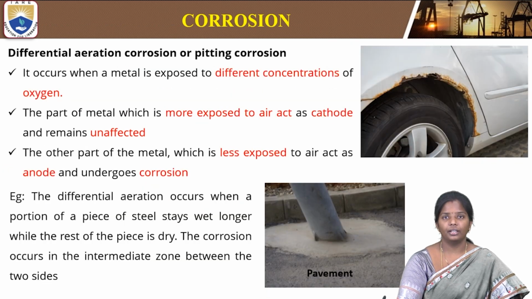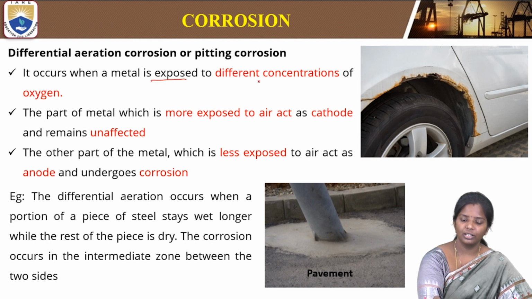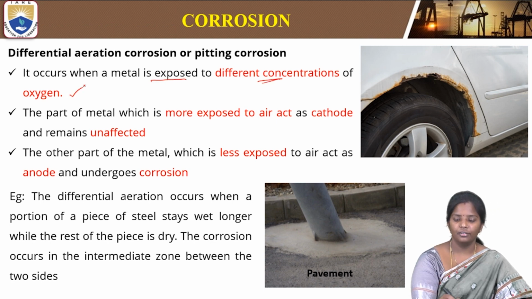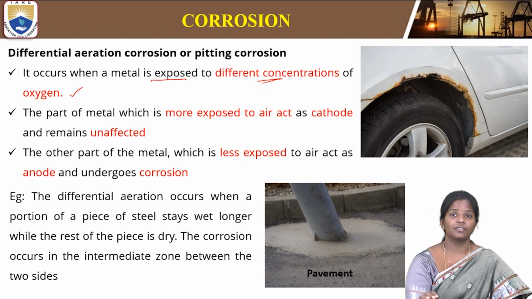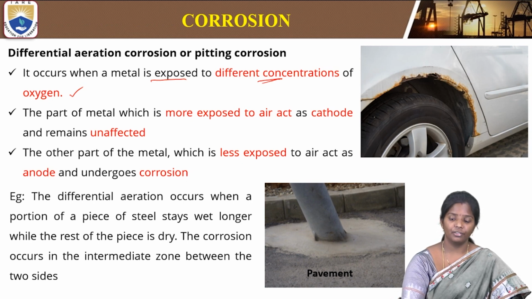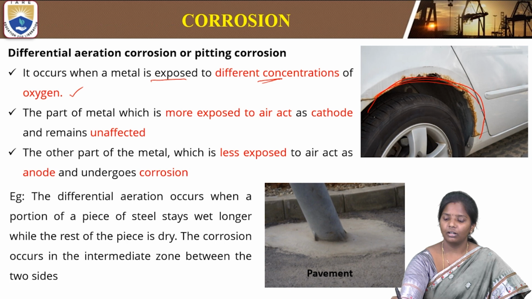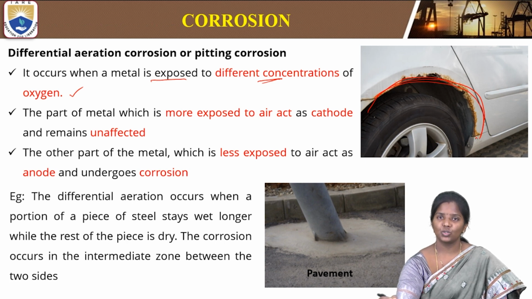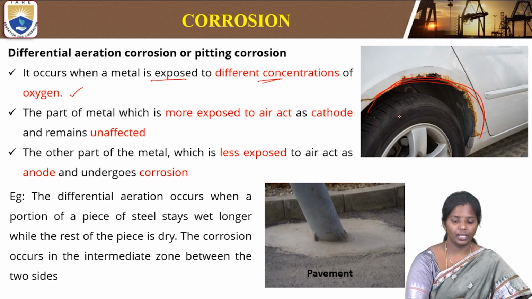What is differential aeration? The other type of electrochemical corrosion is the differential aeration or pitting corrosion. When a metal is exposed to different concentrations of oxygen, for example the metal around a car tire while running, there are more and less aerated areas forming. So what happens, we will see.